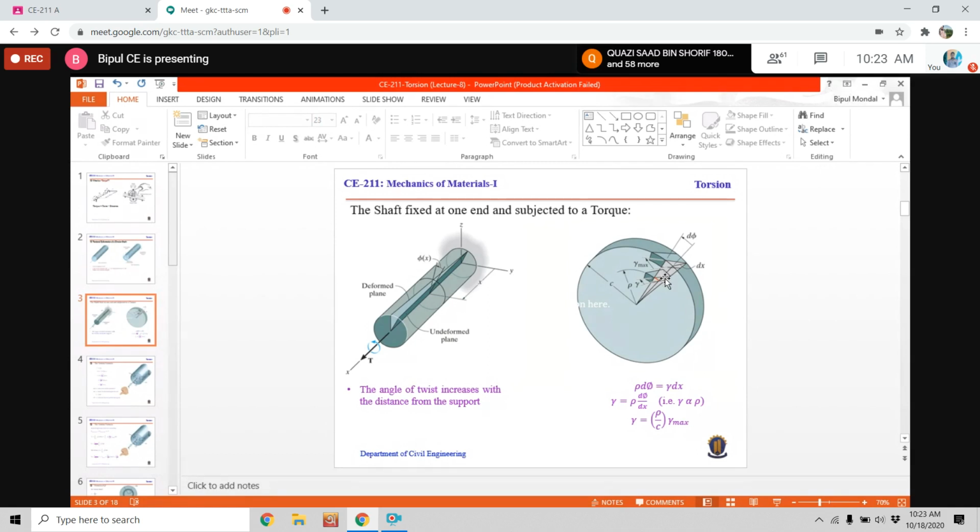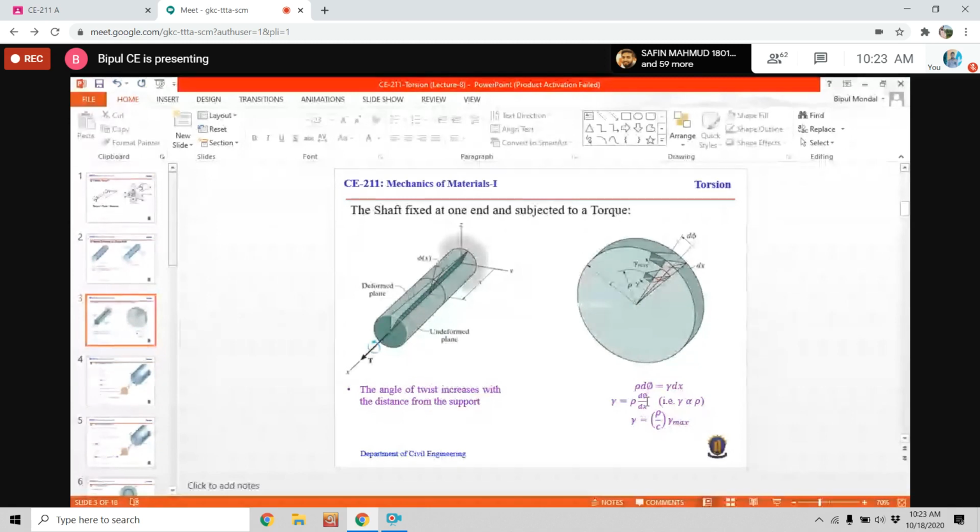This angle is very small, so we can say tan gamma equals gamma. Therefore, this red line will be tan gamma times dx. So gamma equals rho d phi by dx, and d phi by dx is a constant.